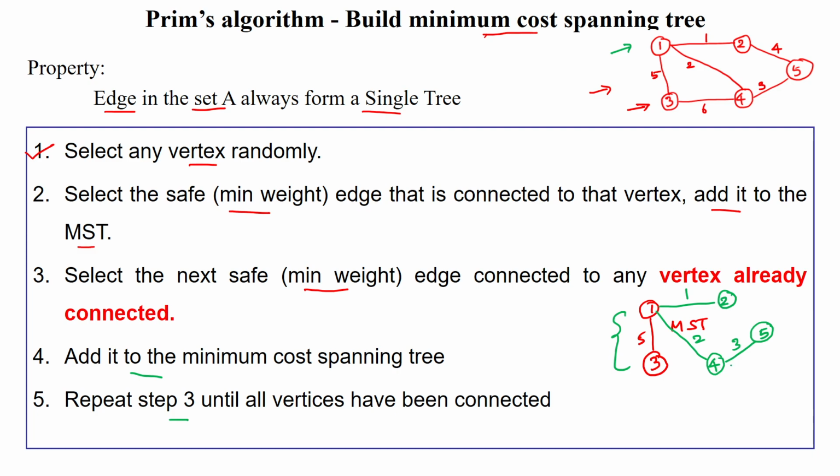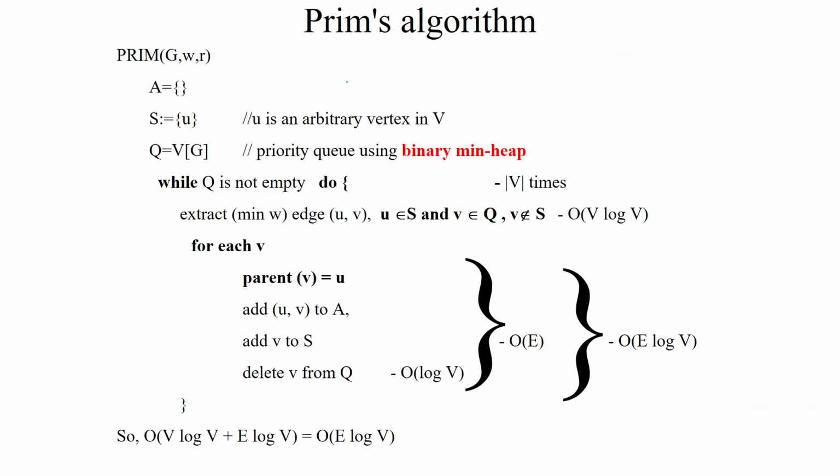Here the new edge is always selected based upon the already existing vertices in the minimum spanning tree. We should not form edges like different distinct components like this. We should not select that. It is not allowed in Prim's algorithm. We have to select the edge from already connected vertices or edges in the minimum spanning tree. Now we will see the pseudocode.